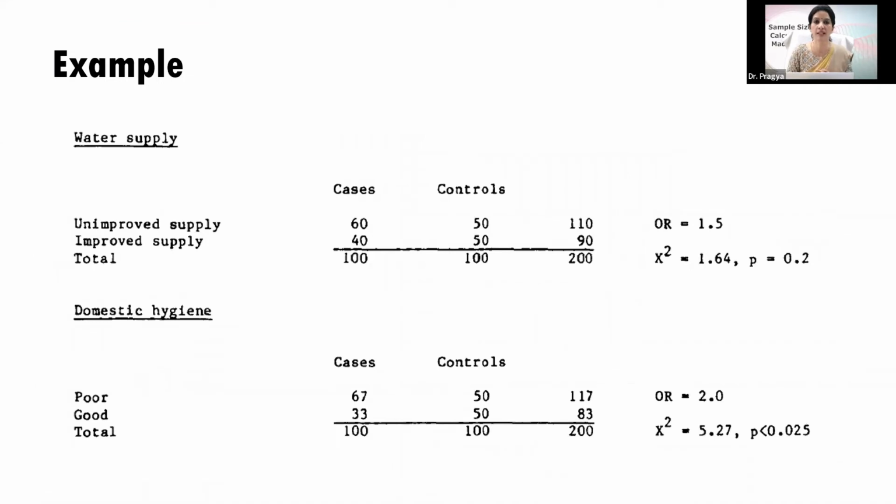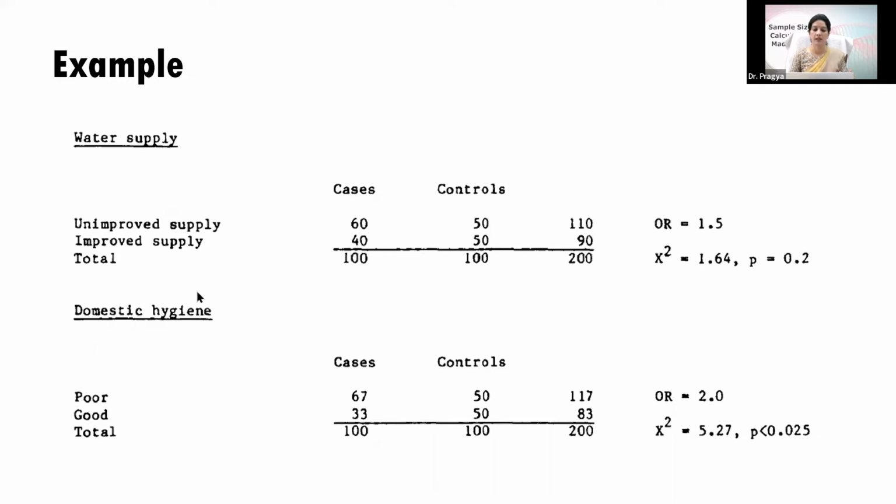This example is also taken from the same WHO study. In the first case, there were two interventions, improved water supply and unimproved water supply, and these are the cases and controls of diarrhea. You can see the 2x2 table. The odds ratio in this case is 1.5, but the p-value is 0.2, which says that this is not significant.